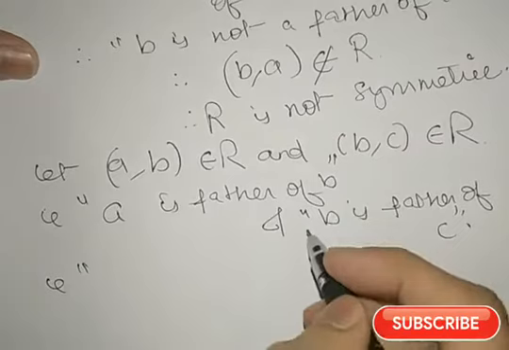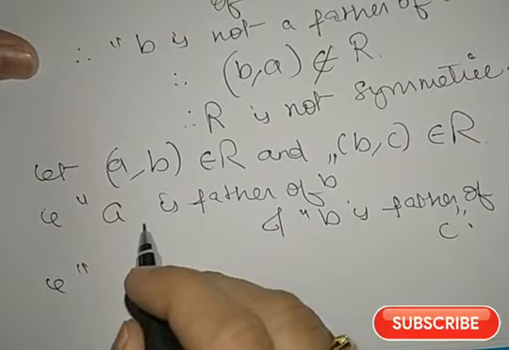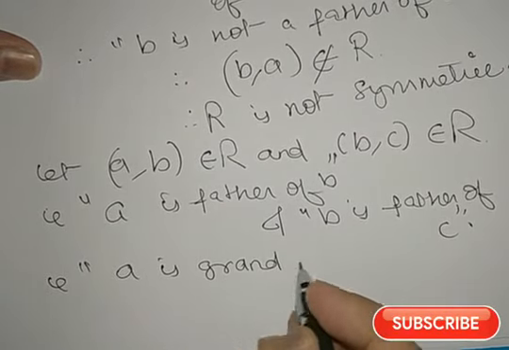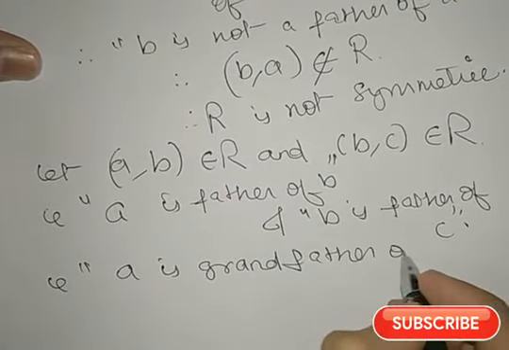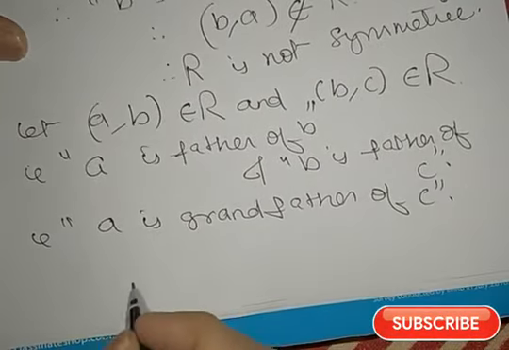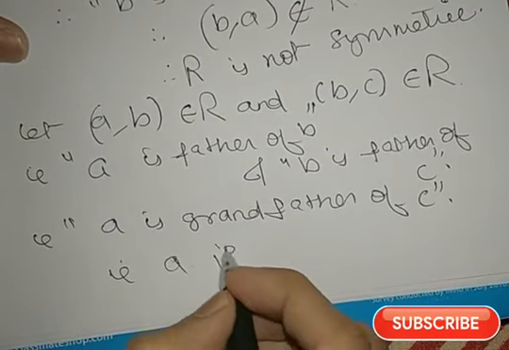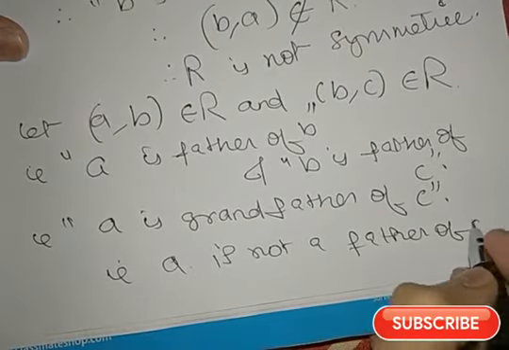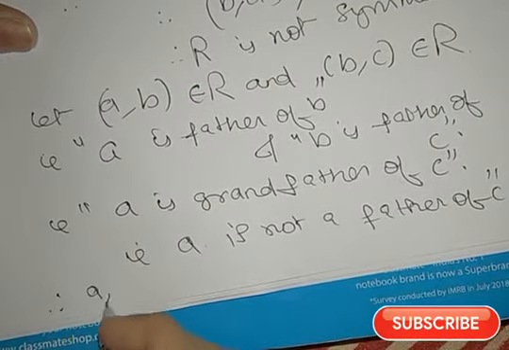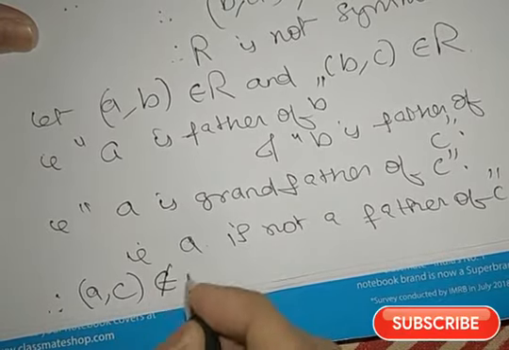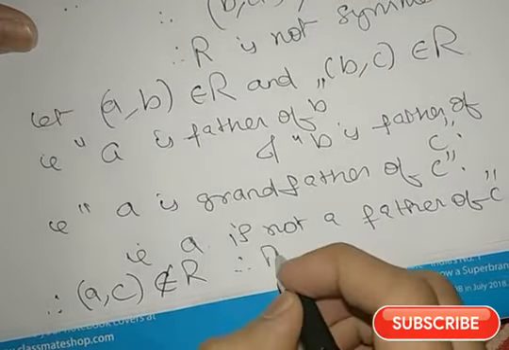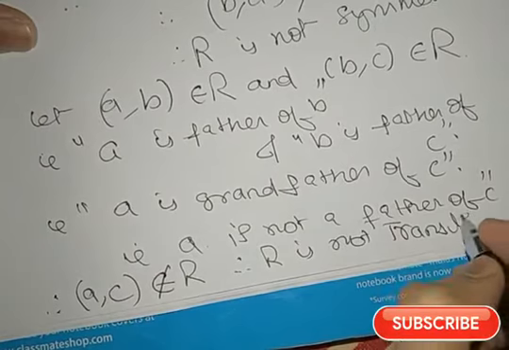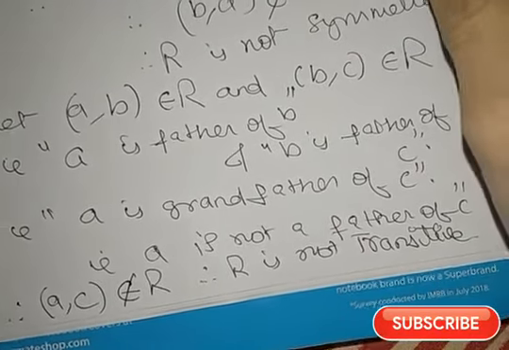Since A is the father of B and B is the father of C, right, that means A is the grandfather of C. A is not a father of C. So therefore (A, C) won't belong to the set R. Okay, so therefore R is not transitive.